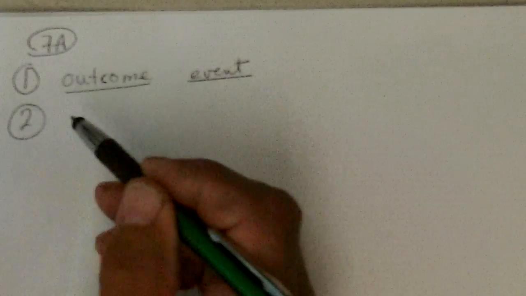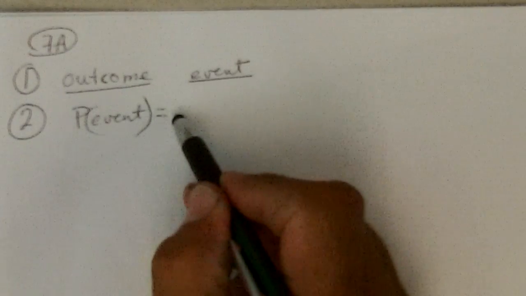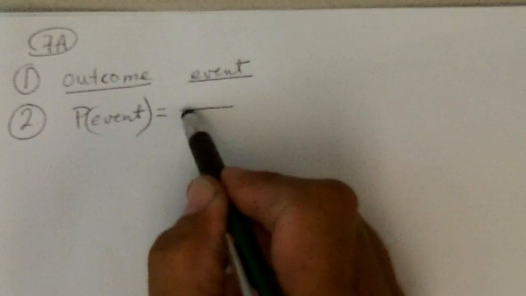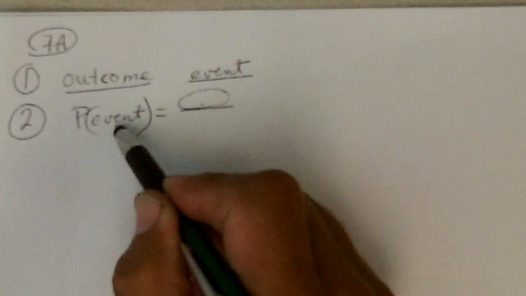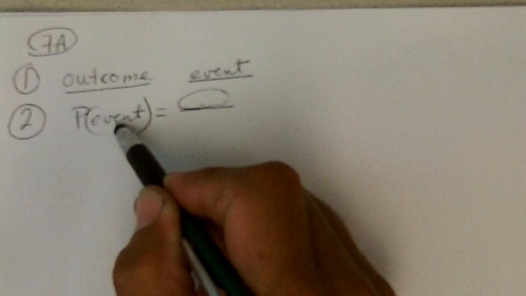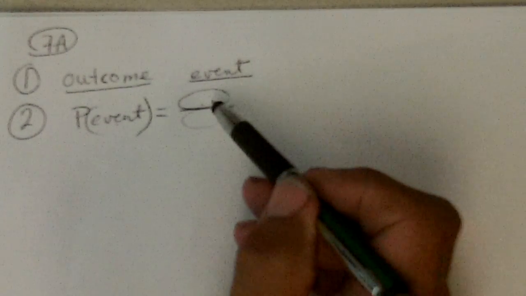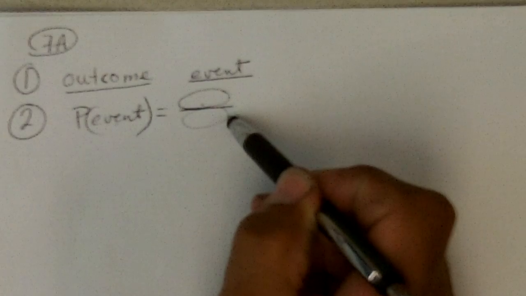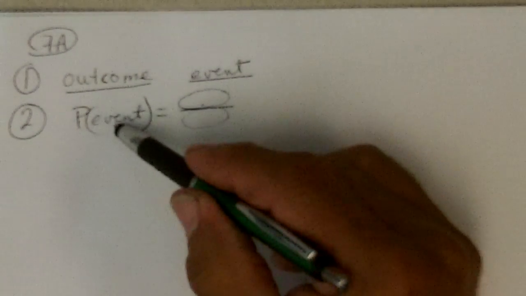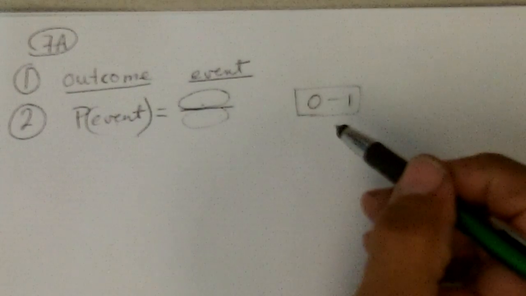Okay, number 2. What does it mean when we write P of an event? It means how many ways are there to get what you want, to have success in getting that event? How many ways are there that the event happens over how many possible outcomes are there? So how many outcomes are in the event over how many outcomes are there? And what is the possible range for the probability of an event? That's between 0 and 1. Probabilities are always somewhere between 0 and 1.